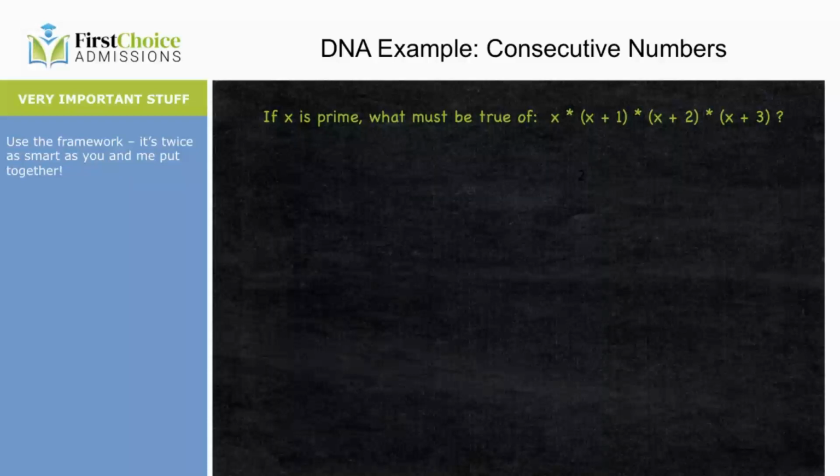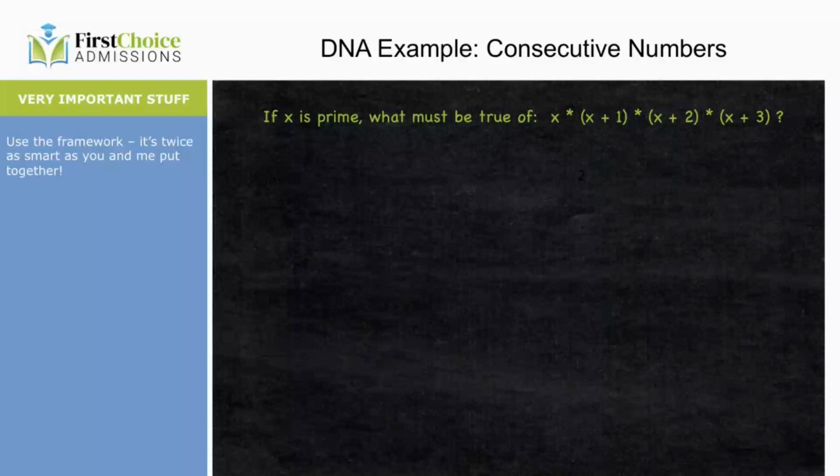And by the way, if they would have given you like X plus 2, X plus 4, those are also consecutive numbers. You're just counting up by 2s, or X plus 3, X plus 6, also consecutive numbers. You're just counting up by 3s. In this case, we're given 4 consecutive numbers, and we're just counting up by 1s.